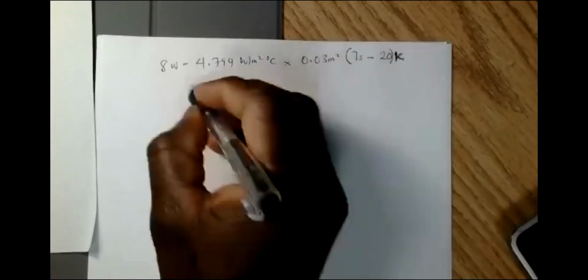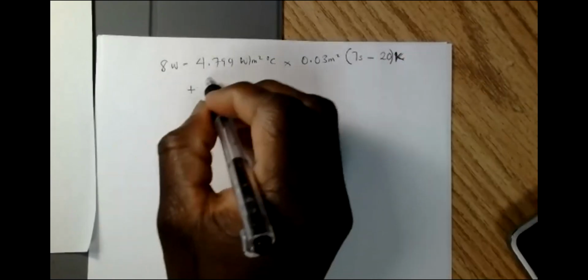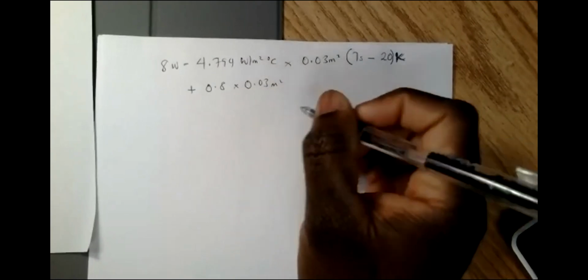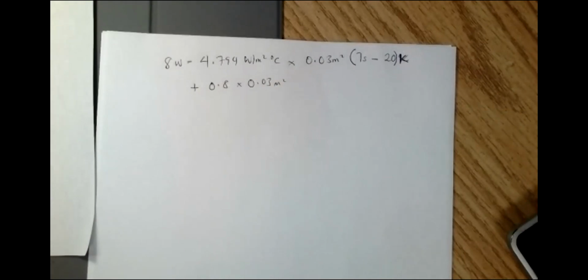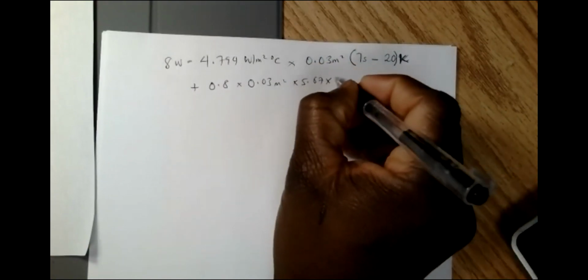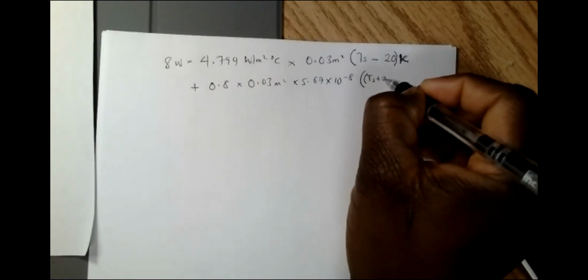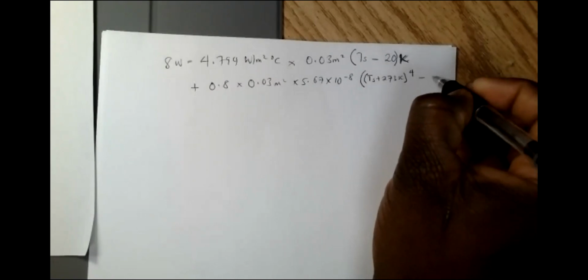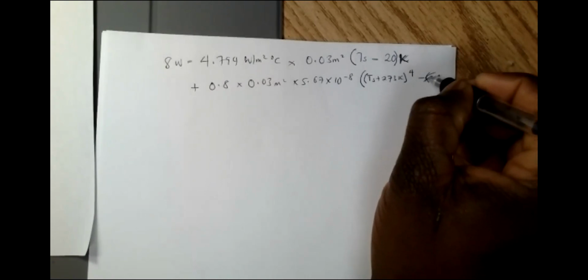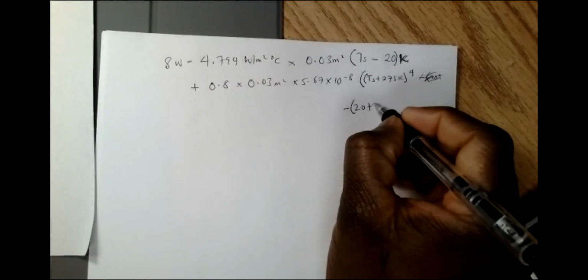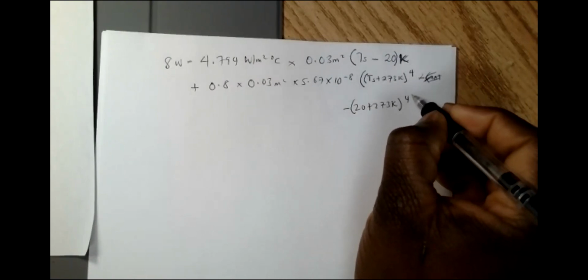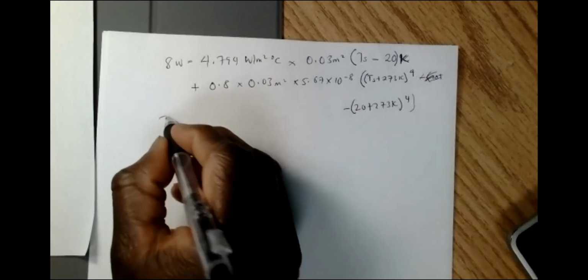Okay, so that's that for the convection side. So I'll say plus our emissivity is 0.8 multiplied by the area, which is 0.03 meters squared, and then multiplied by the Stefan-Boltzmann constant, which is 5.67 times 10 to the power minus 8. And then into this we're going to add (Ts + 273 Kelvin) raised to the power 4 minus (-20 + 273 Kelvin) raised to the power 4. Okay. So we can now find the value of Ts.